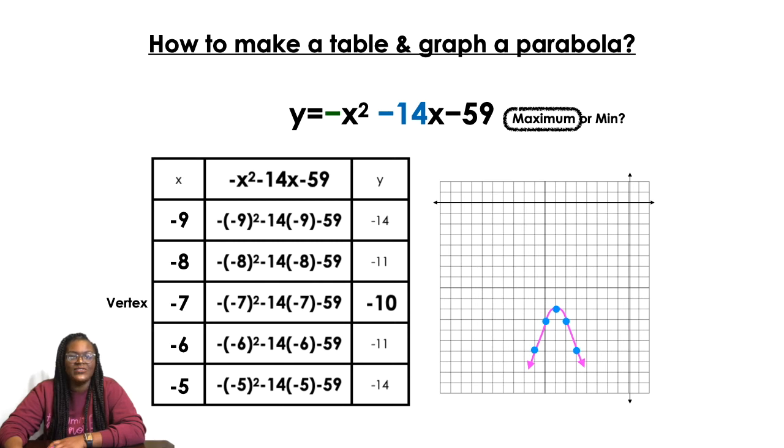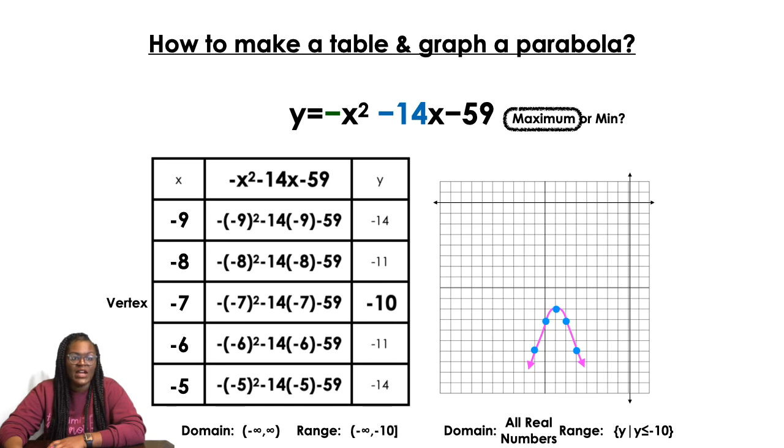Very good, very nice. Your domain, very important, is all real numbers. It's always going to be all real numbers. Your range is going to be y is less than or equal to negative 10. In interval notation, the domain is negative infinity to positive infinity, and my range is going to be negative infinity to negative 10. Ta-da!